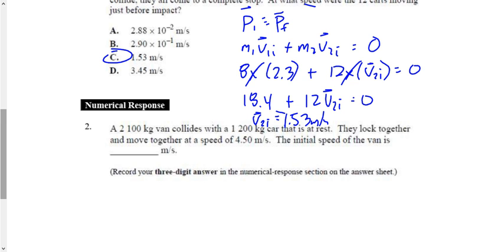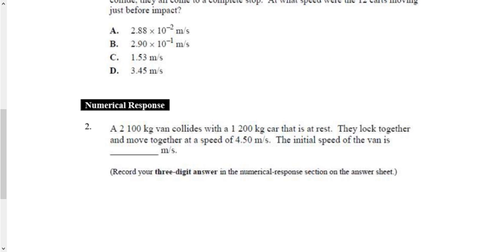Okay, number 2. A 2,100 kilogram van collides with a 1,200 kilogram stationary car that's at rest. They lock together. They move off at a speed of 4.5. The initial speed of the van is what? This is probably one of the more straightforward ones that we would see, right?